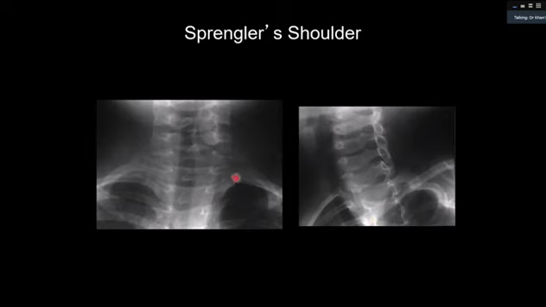Now, in this particular case, you can see the same bone here. So this is that omovertebral bone, which is also in here.